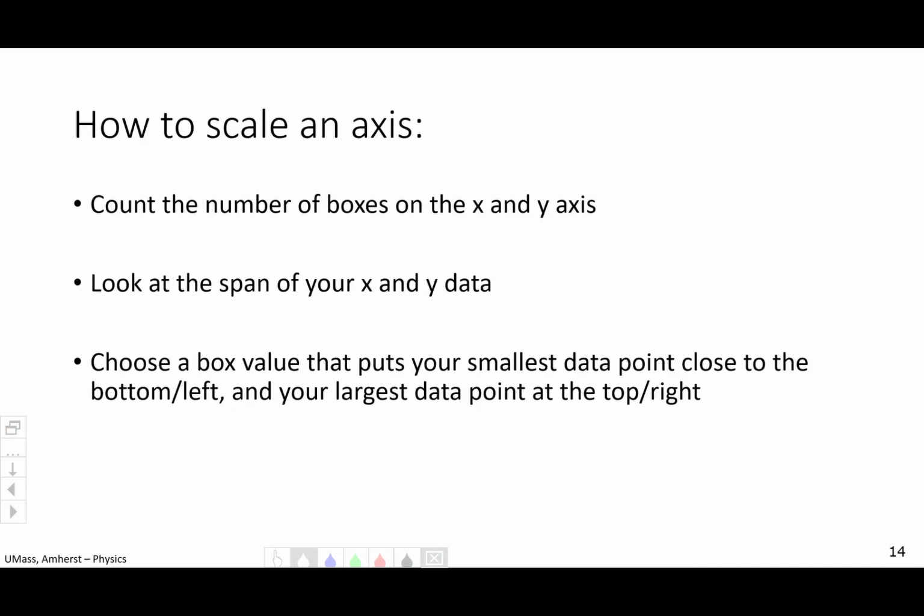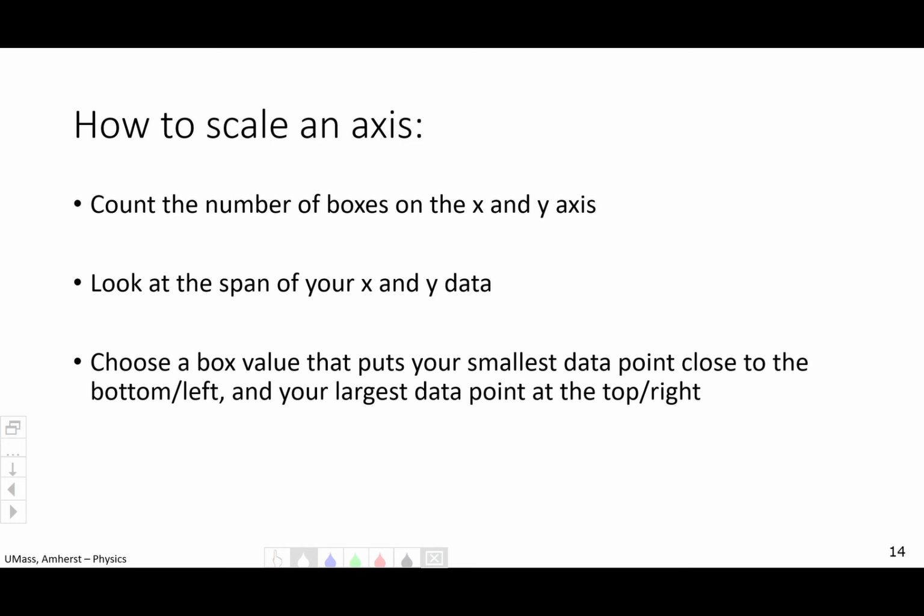All right, now let's talk about how to scale an axis. What we're going to want to do is see, first of all, how much graph space we actually have. We want to count the number of boxes on the x and the y axis. Then you're going to look at the span of your x and y data. What is the smallest point and what is the largest point? And you're going to need to choose a box value that puts your smallest data point close to the bottom left and your largest data point at the top right.